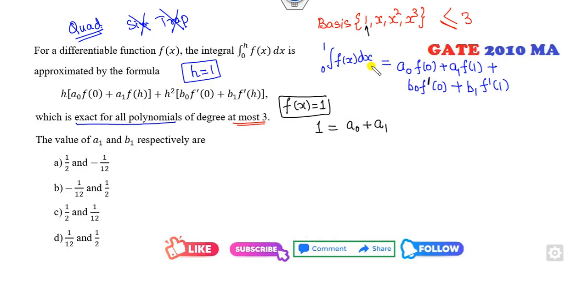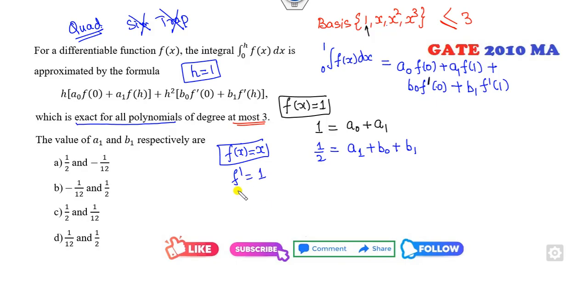Now we can take the basis. If I choose f of x as 1, the first element, the integration on the left hand side is 1. This value is my a0, this value is my a1. What is the derivative of f1? 0. The derivative is 0. So a0 plus a1 is 1. Second, if I choose the second element, that is x, the integration of this is x square by 2, half. F of 0 is 0. F of 1 will be 1, so it is my a1. F dash of 0, what is the derivative of this? 1. So f dash of 0 is 1 and f dash of 1 is 1.